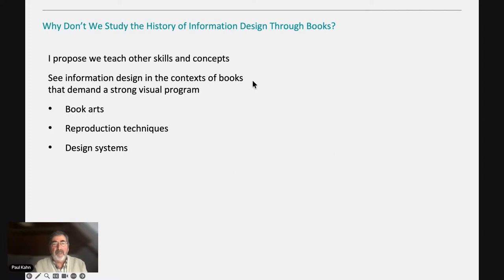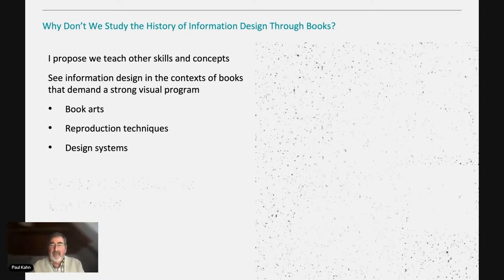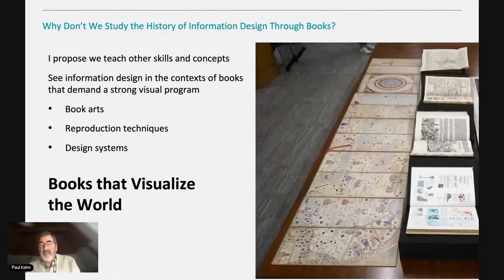I propose that we teach other skills and concepts as well. Seeing information design in the context of books, and particularly books that demand a very strong visual program. And when we do this, we'll be able to understand more about book arts, about reproduction techniques, about design systems. And in particular, what I've been interested in is a class of books that I call books that visualize the world.